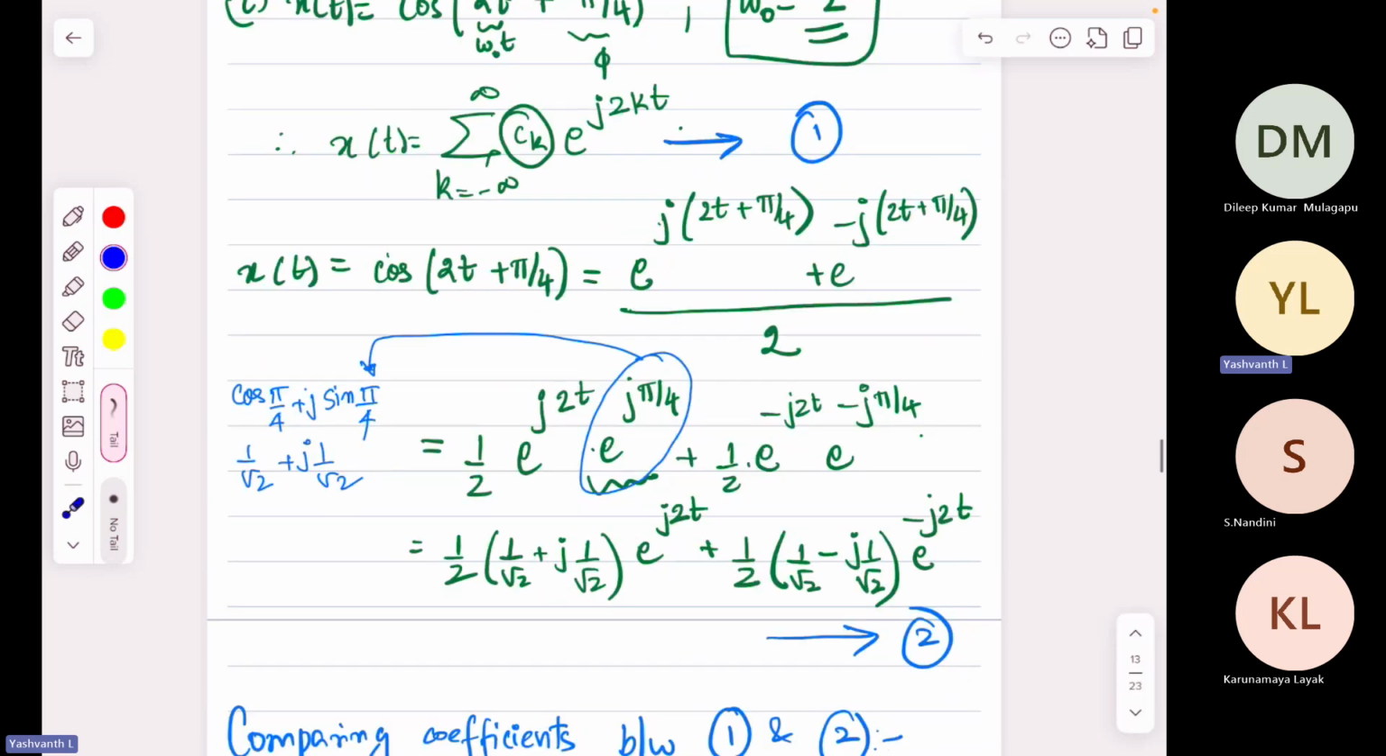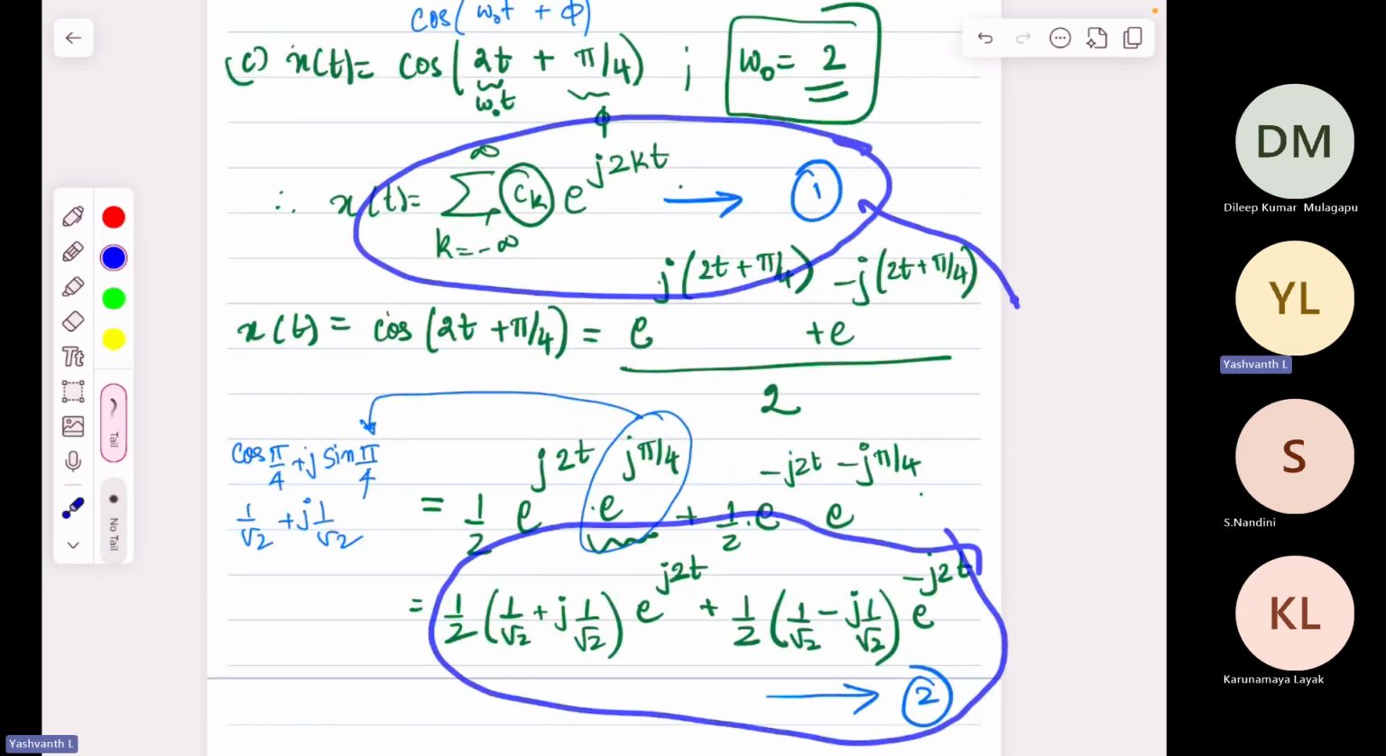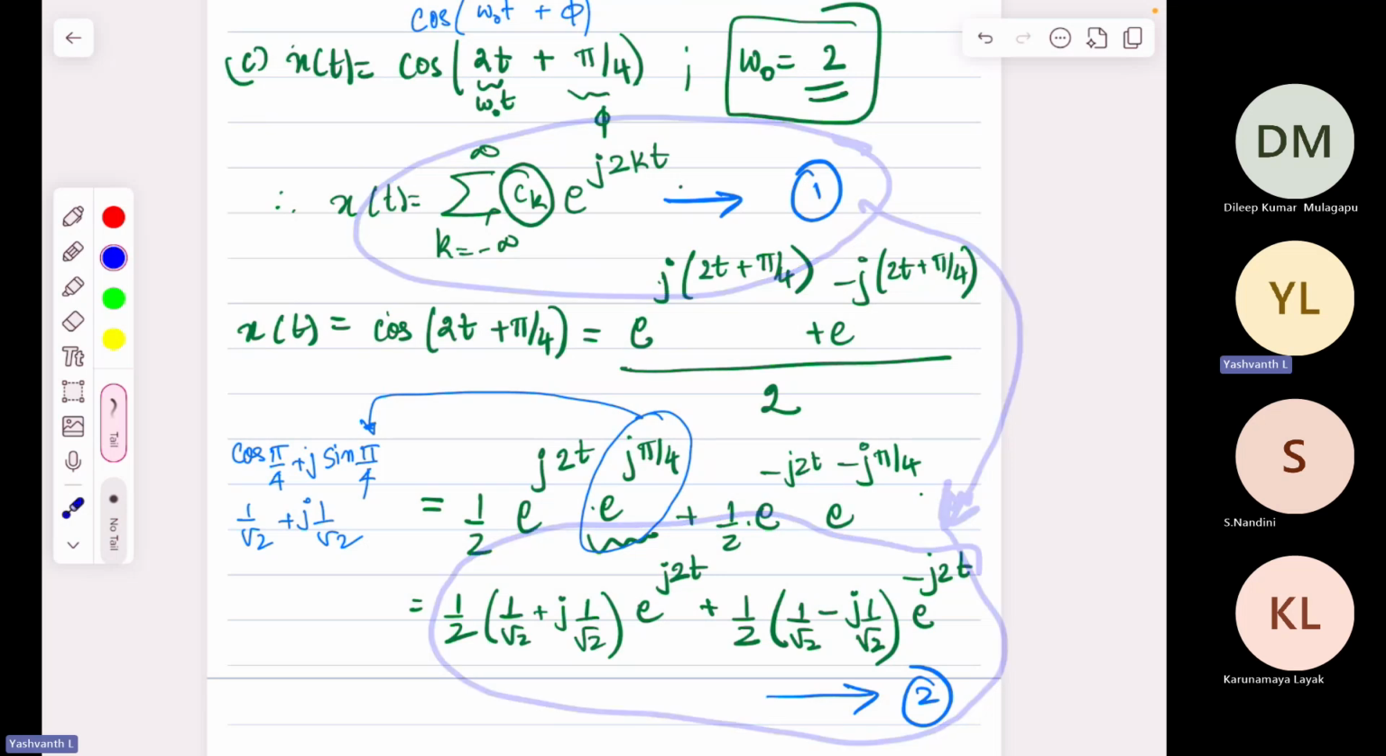Now come back to this question. This is for a different signal. Now just look at equation 1 and 2 and tell me what values of CKs are 0 and what are not 0. Correct. Someone already told.